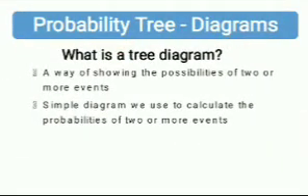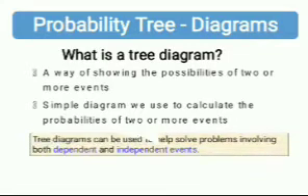Probability tree diagrams. So what is a tree diagram? It's just a way of showing the probabilities of two or more events. So this simple diagram we use to calculate probabilities of two or more events is also called what? Tree diagram. Now this tree diagram can be used to solve problems involving both dependent and independent events, meaning that all the problems in probability can be represented on the tree diagram.